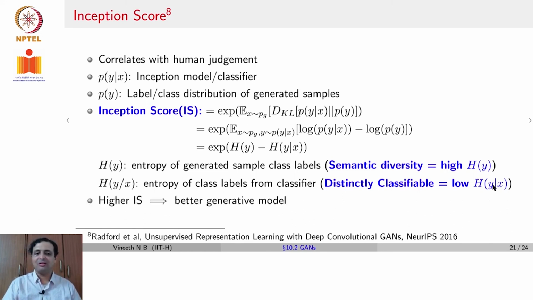What are we looking for? We are looking for a higher inception score. We'd like P of y given X to be as far away from P of y as possible.